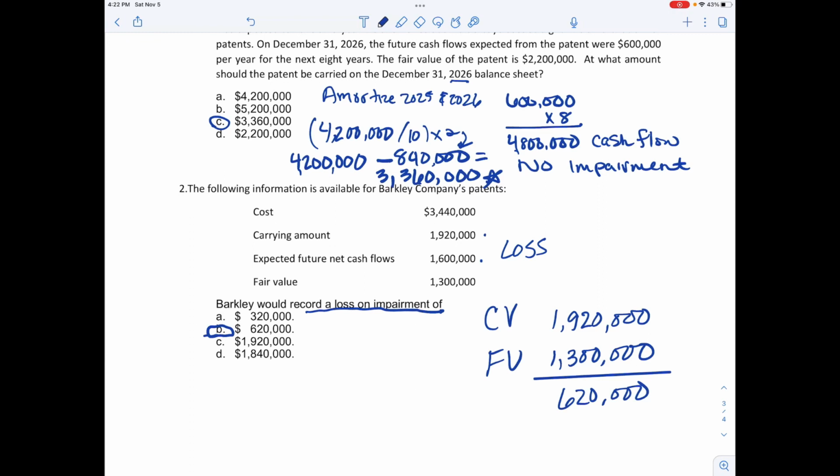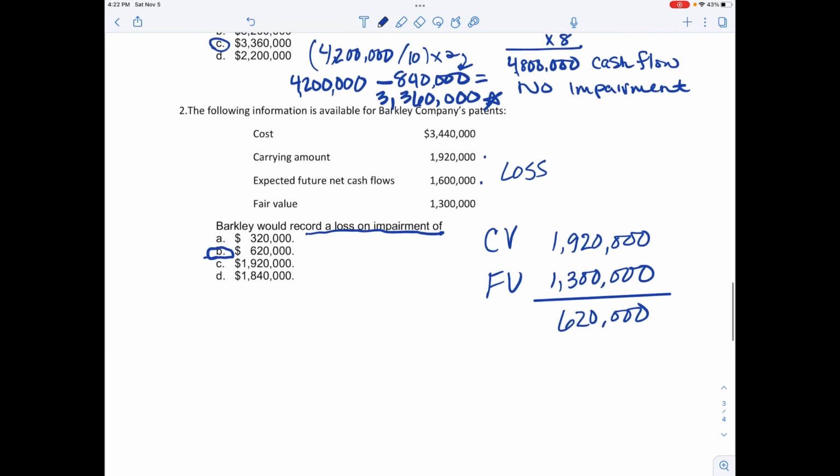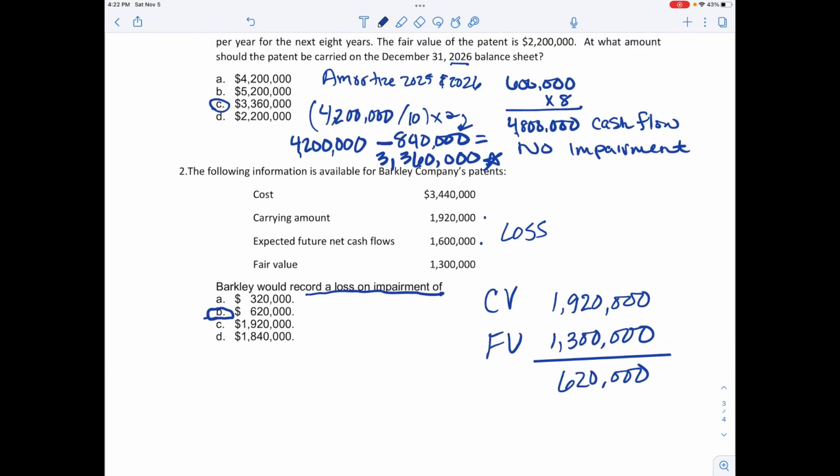So just as a reminder, we compare the carrying value to the cash flows to see if there is a loss. As long as those cash flows are lower, we can record that loss. And then the loss is determined by carrying value versus fair value. So hopefully that helps. If you have more questions, please let me know.